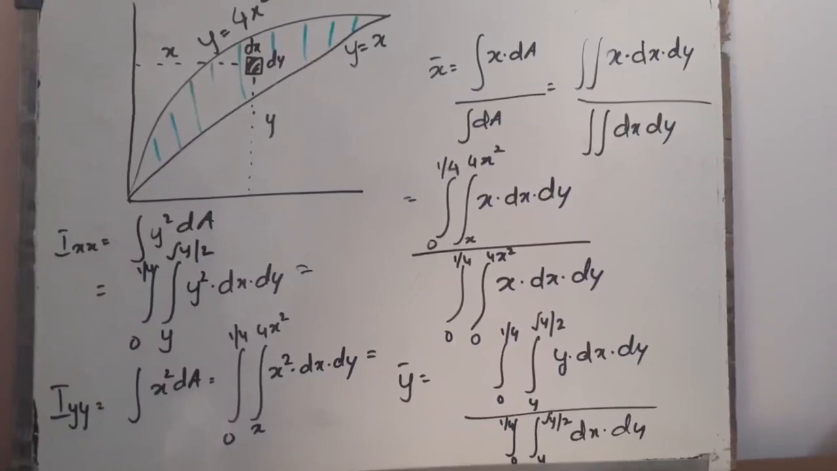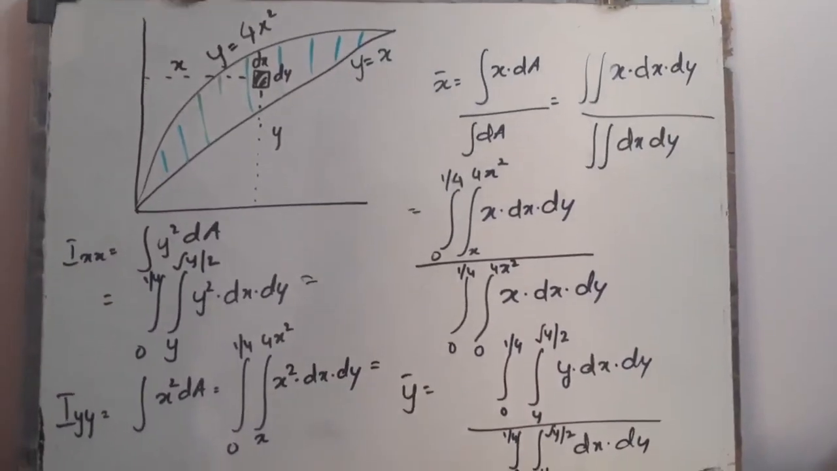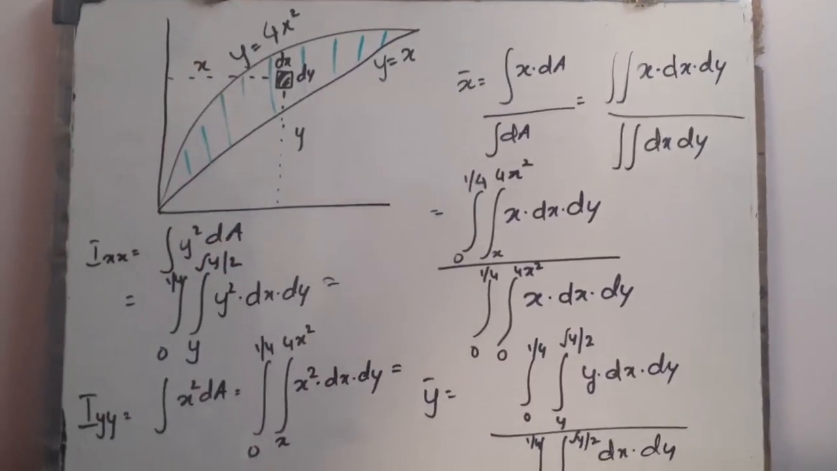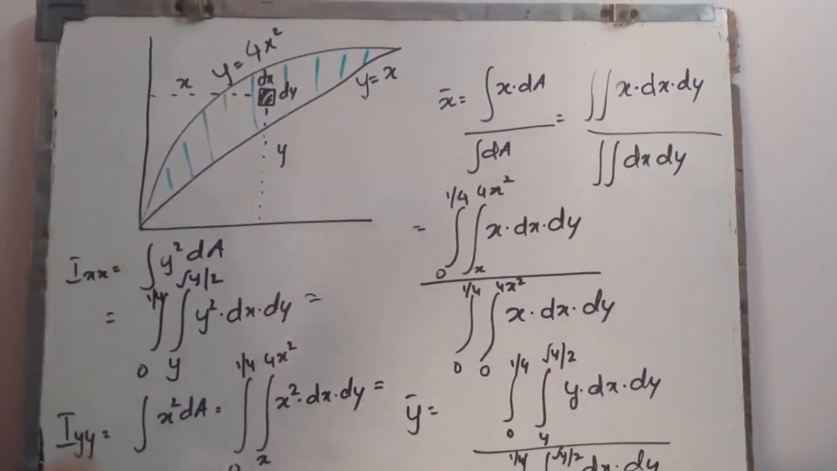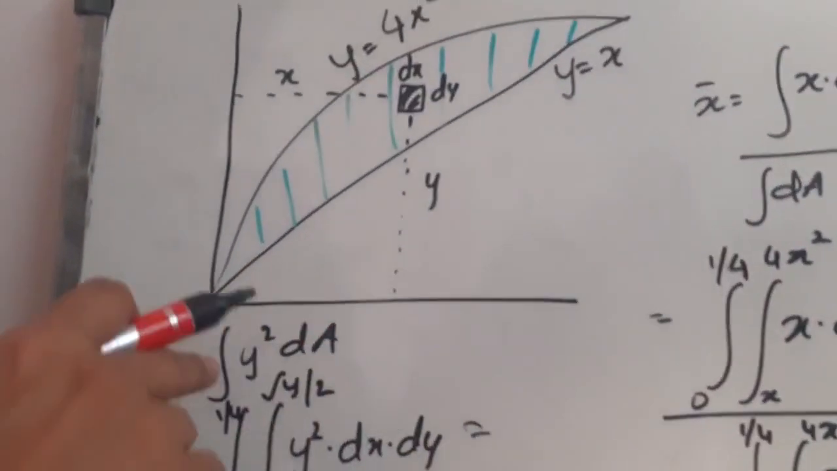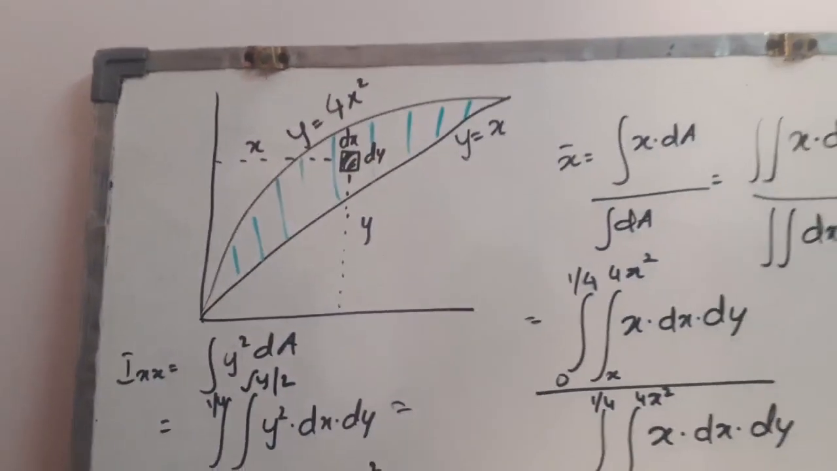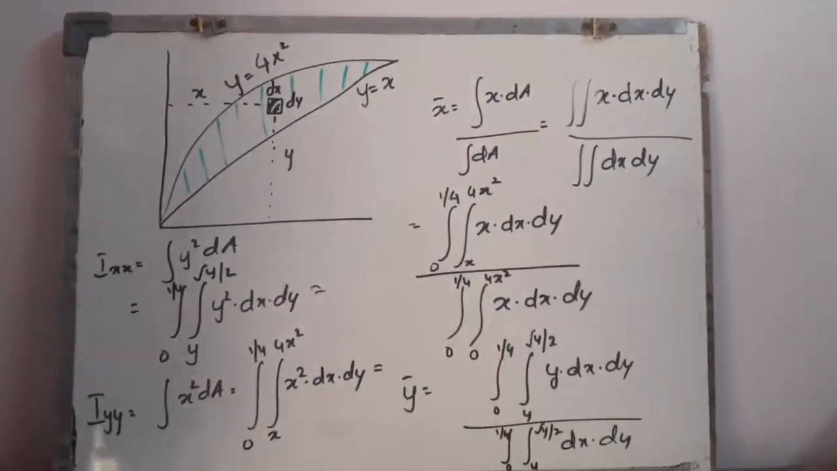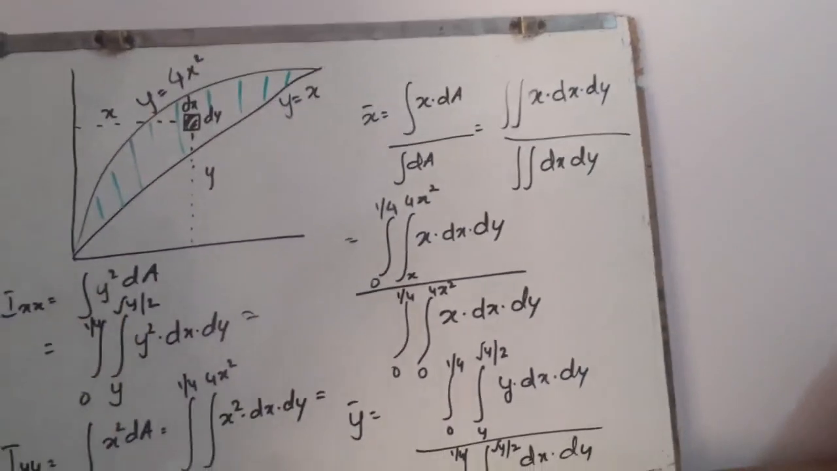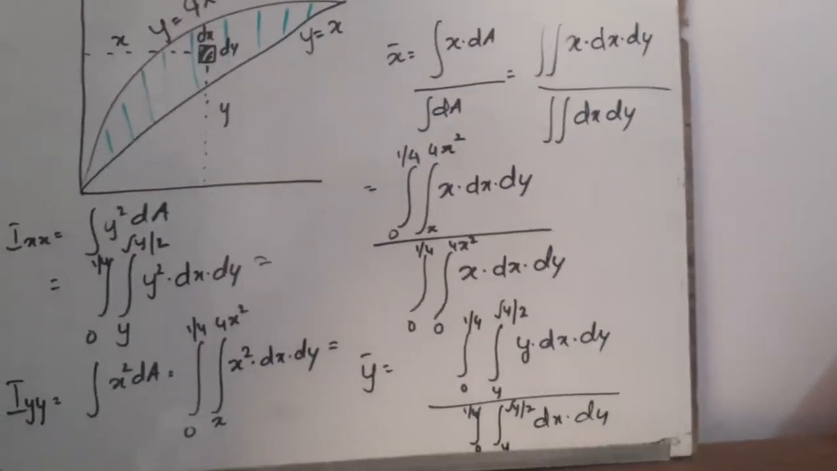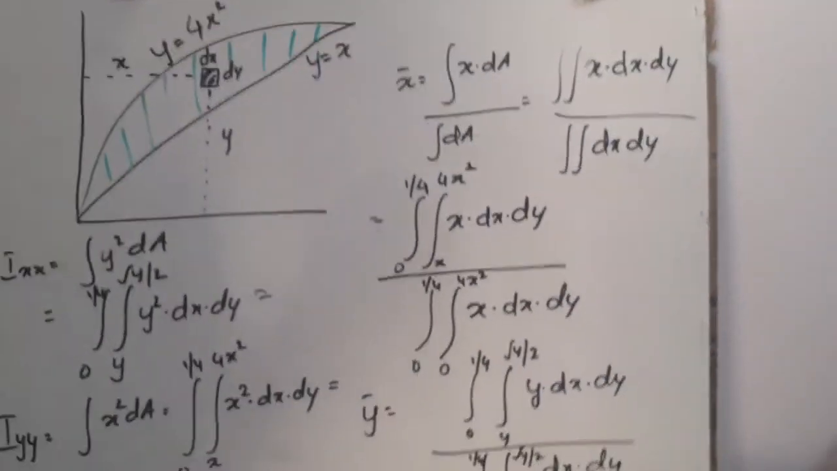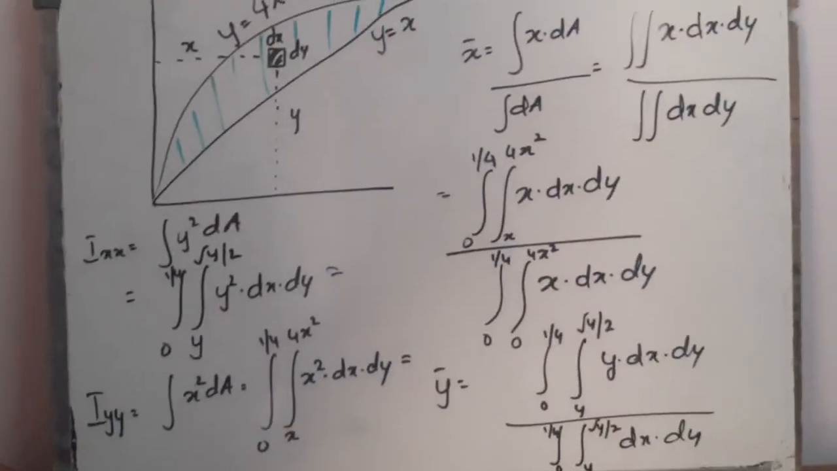Okay. Now let us take another problem where the area is bounded by two curves. So now you can see that this is an xy axis and you have a parabola which is given by the equation y is equal to 4x square, and this is bounded by a straight line which is given by y is equal to x. So this is the area for which the centroid and the moment of inertia need to be found.